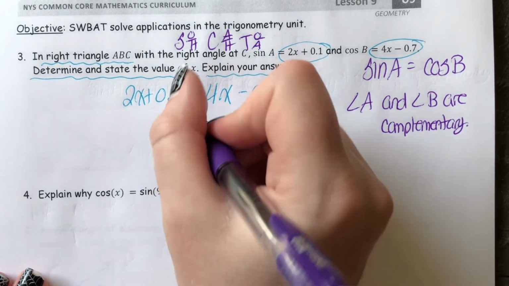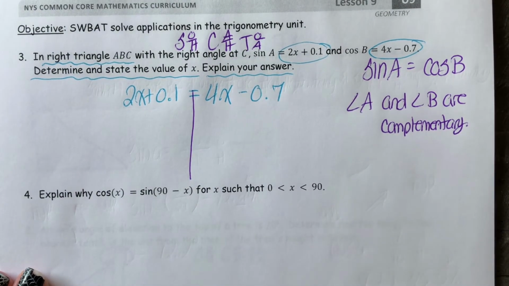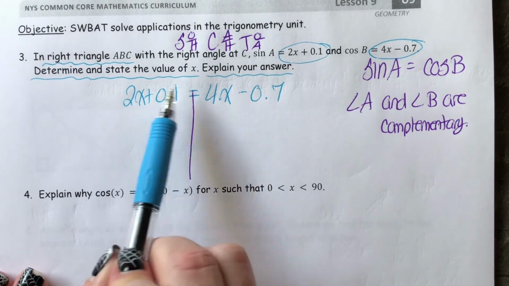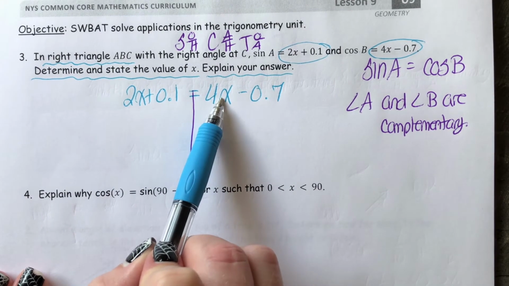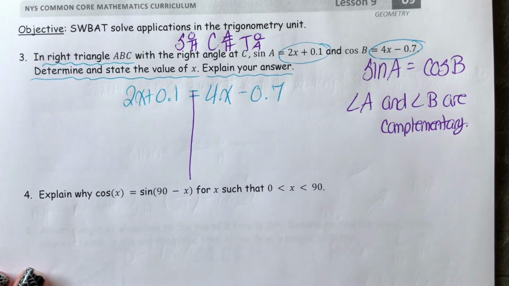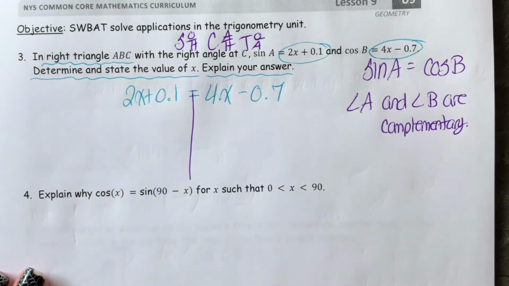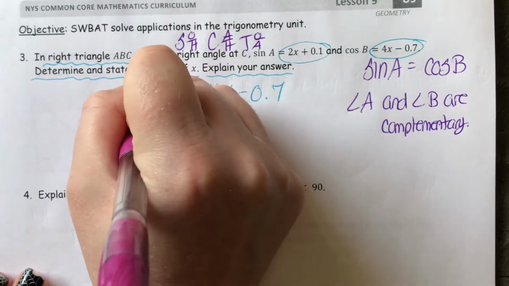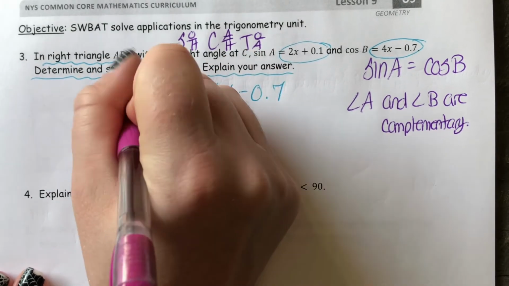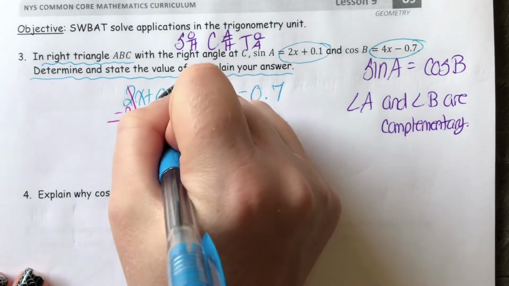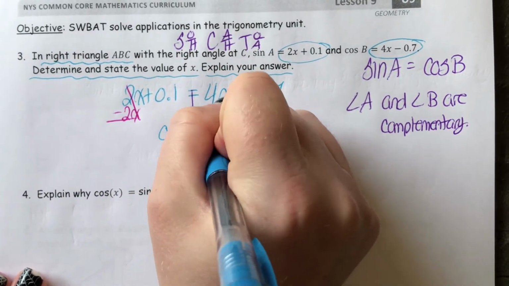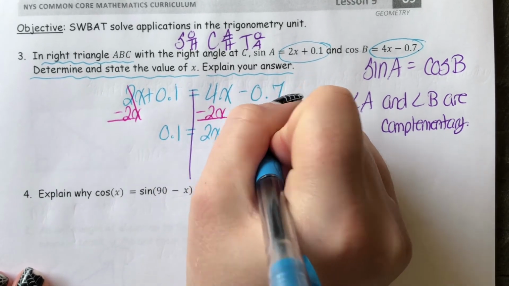All right. And now I can just set up this equation and solve. So here I go. I'm going to just drop my train track here, and I'm just going to solve away. I want my x's to be together on the same side. I like to bring the smaller to the bigger. So I'm going to subtract 2x on both sides. Now this will cancel. All I have left is 0.1 equals 2x minus 0.7.